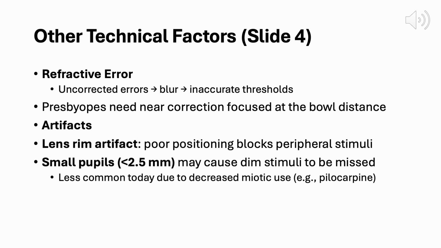Artifacts are another source of error. A common example is lens rim artifact, which occurs when the trial lens is poorly positioned. This can block peripheral test stimuli and mimic a visual field defect.